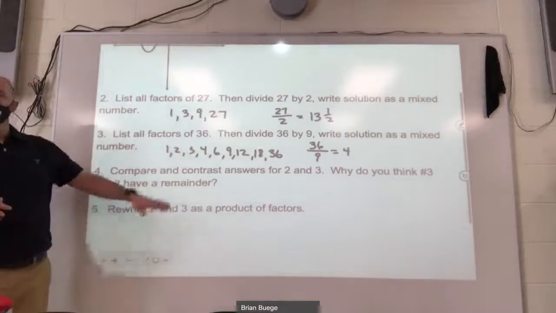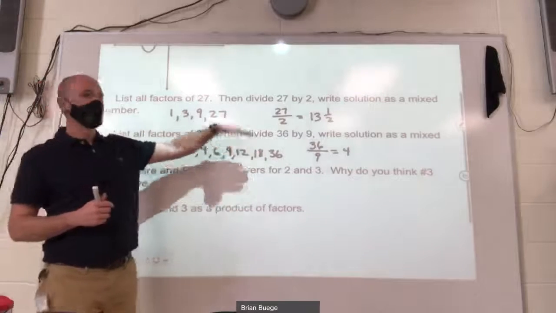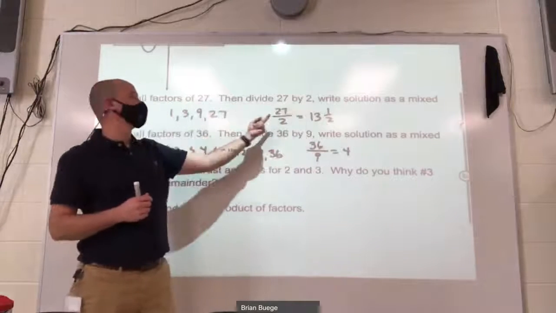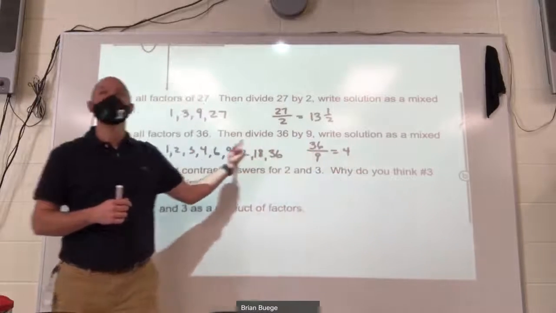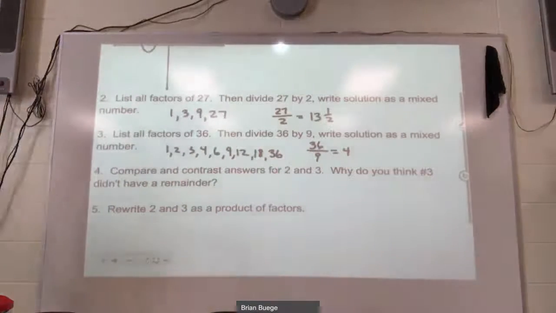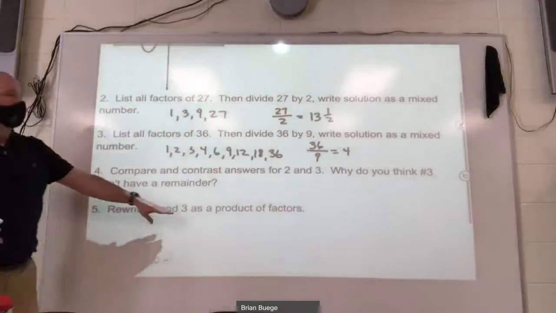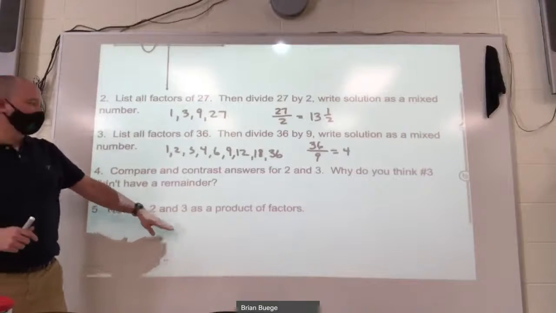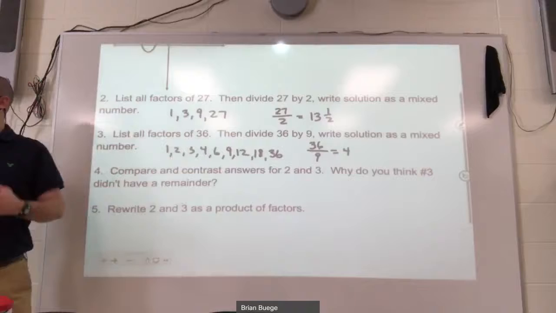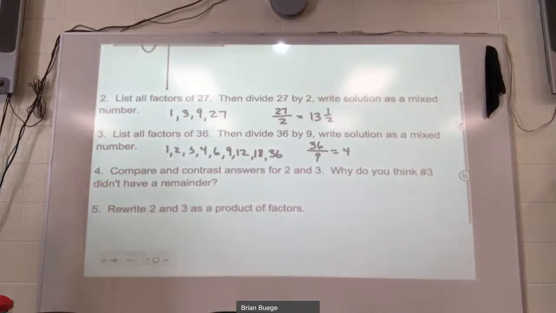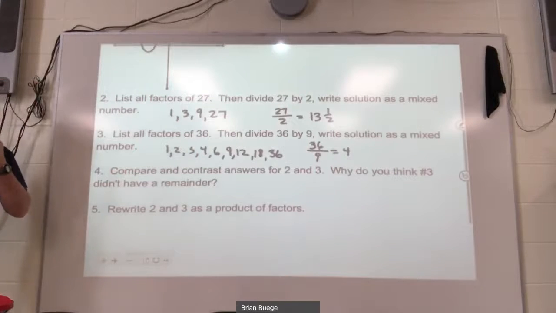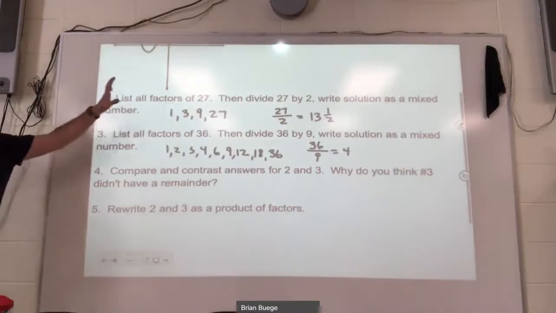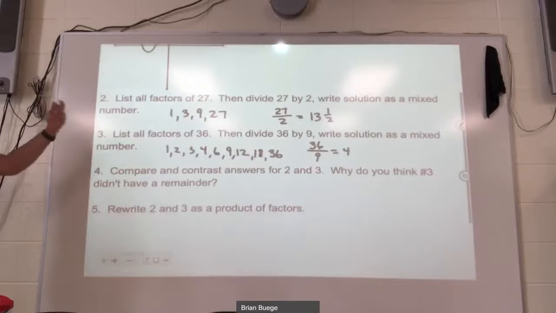Like I said, what I want you to get out of this is this one has a remainder because 2 was not a factor. This has no remainder because 9 is a factor. And we could write this out when it says rewrite them as a product of factors. I could go through and say, all right, 27 is 3 times 9. 3 and 9 are factors. Therefore, when you multiply the factors together, you get your final answer. So we'll talk about that as we get into the lesson shortly. But I wanted you to at least see this just to start the process.